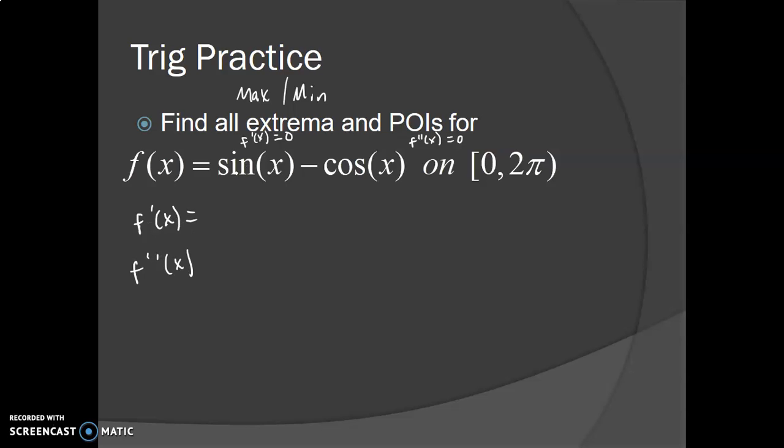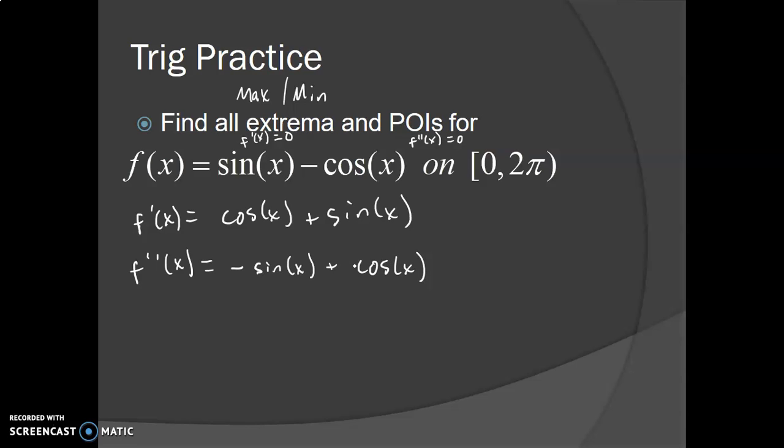So the first derivative of sine is cosine. Derivative of cosine is negative sine, so that double negative is going to change the sign. And then the second derivative, the derivative of cosine would be negative sine of x, and then the derivative of sine is cosine of x.